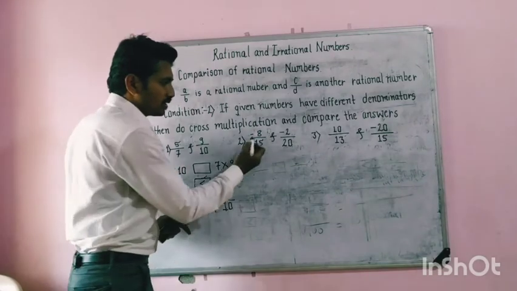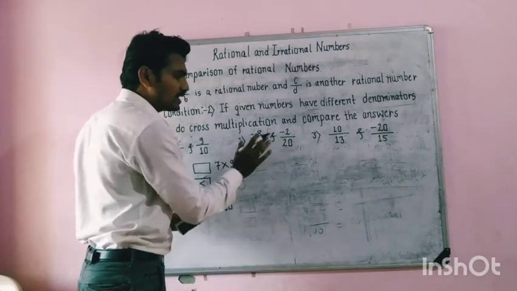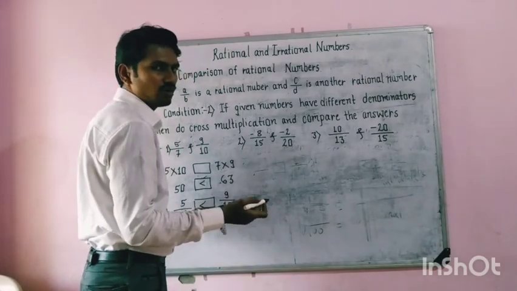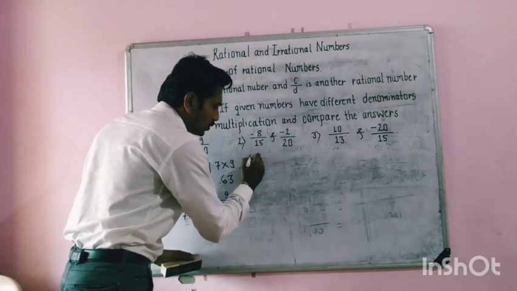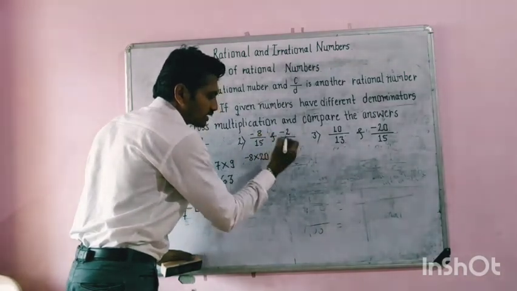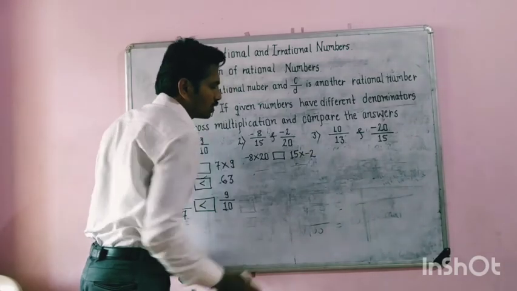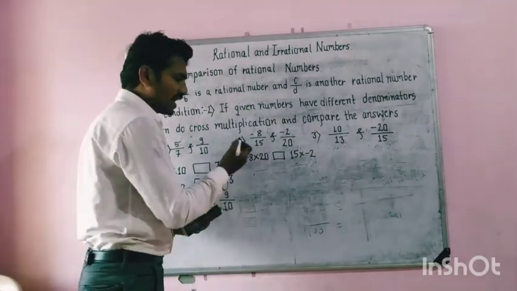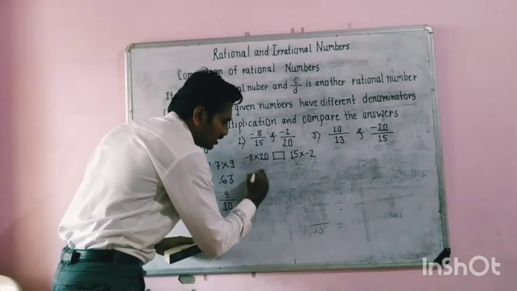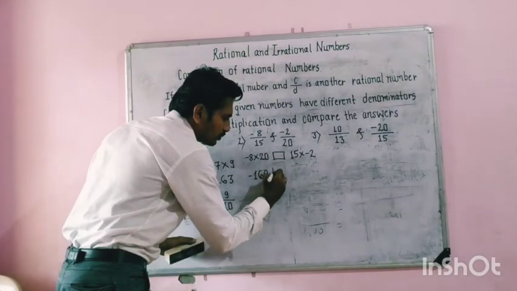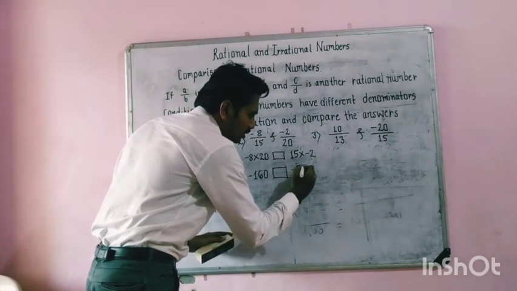Next example, negative 8 by 15 and negative 2 by 20. Here also we can see that the denominators are not the same. Therefore, we need to do cross multiplication. First step, negative 8 into 20. Next step, 15 into negative 2. We know that when we multiply a negative number with a positive number, we get a negative number. So here we get the answer negative 160. Next, 15 into negative 2, the answer will be negative 30.